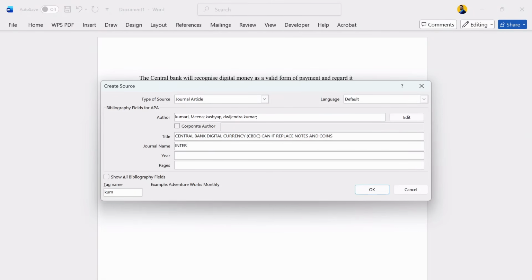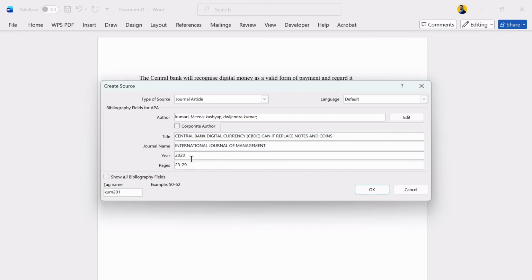International National Journal of Management, and then the year is given to us as 2020. So I will write down 2020. In pages, it is given in the table as 23 to 29.